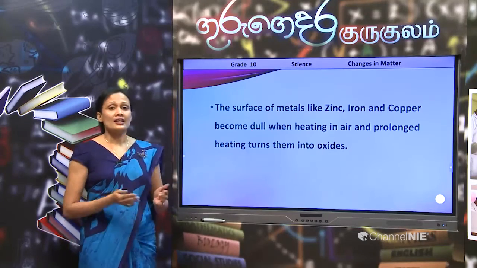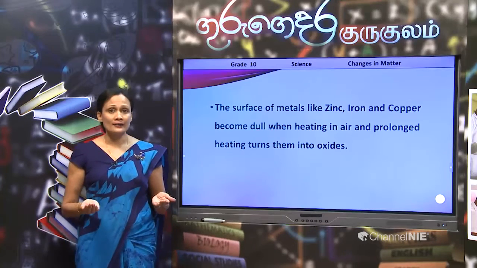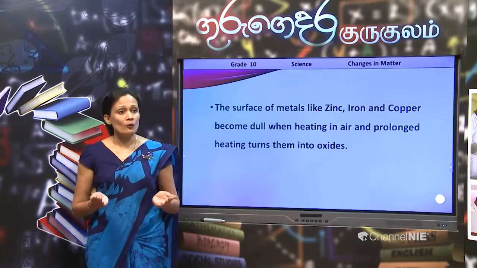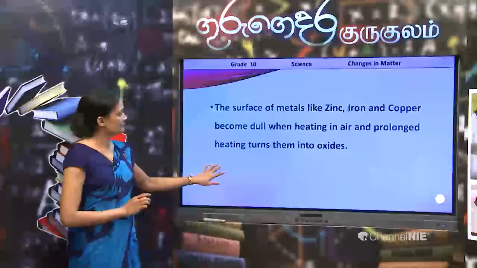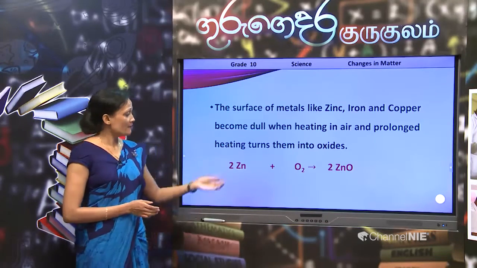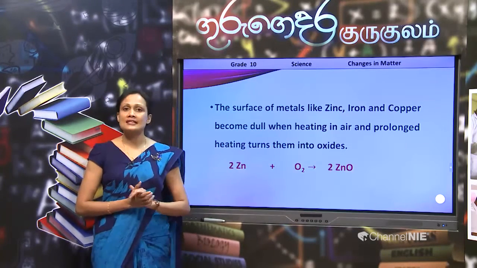Okay. If we consider some other metals, think about zinc, iron and copper. They are also kept exposed to the air. When we heat zinc, iron, copper in air, they do not show any observable reaction. They become dull, and sometimes when we heat them for a longer period of time, they form their oxides by reacting with oxygen. Look at this example. When zinc is heated for a longer period of time, it reacts with oxygen and forms zinc oxide.